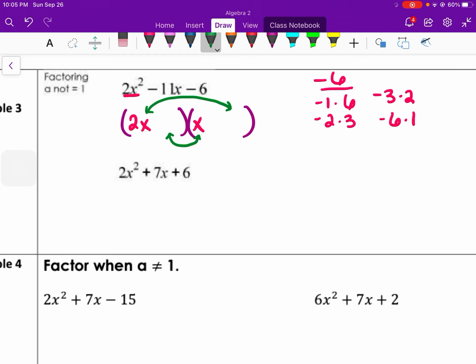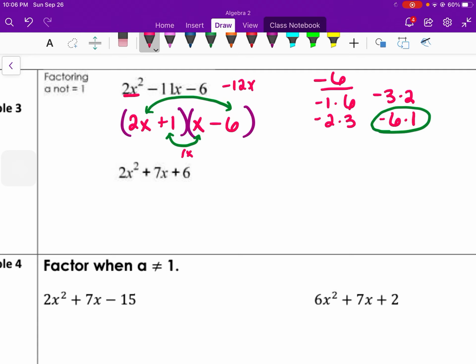Well, I could do 2 times 6 and minus 1. 2 times 6 would be 12. 12 minus 1 would be 11. I need it to be negative 11 though, so I think I'm going to use this combination of negative 6. And the 2 is going to go with the negative 6 because 2x times negative 6 is going to be negative 12x. And then x times 1 is going to be 1x, and then that'll add up to negative 11x in the middle. And then on the end, I still get negative 6.